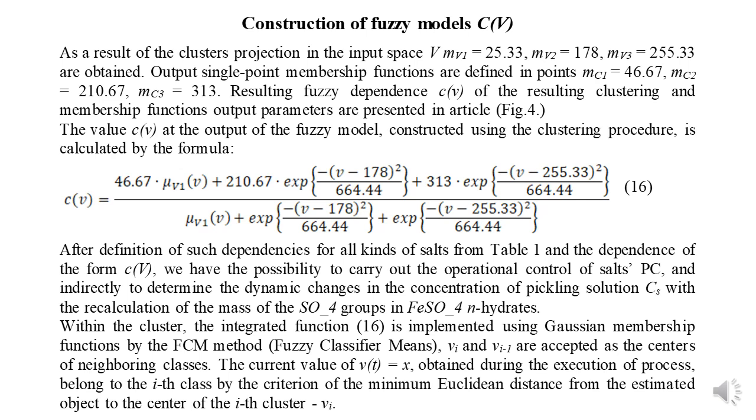Within the cluster, the integrated function 16 is implemented using Gaussian membership functions by the FCM method for the classifier means, where nu E and nu E-1 are accepted as the centers of neighboring classes, and the current value of nu from time obtained during the execution of the process belongs to the E class by the criterion of the minimum Euclidean distance from the estimated object to the center of the ith class V nu i.